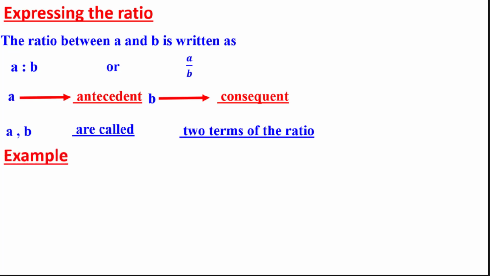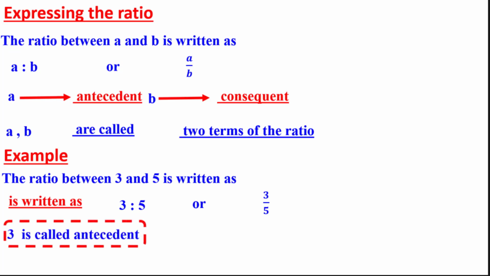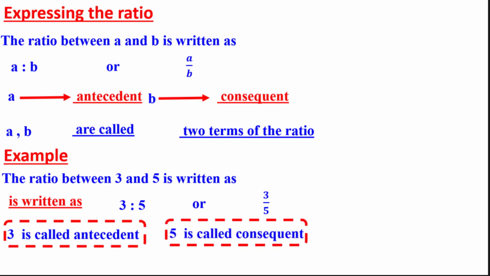For example, if we have two numbers 3 and 5, the ratio between 3 and 5 is written as 3 to 5 or as a fraction 3 over 5. 3 is called what? Antecedent. And 5 is called what? Consequent. But the two numbers 3 and 5 are called the two terms of the ratio.